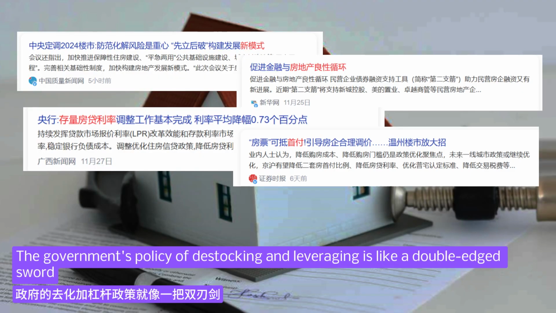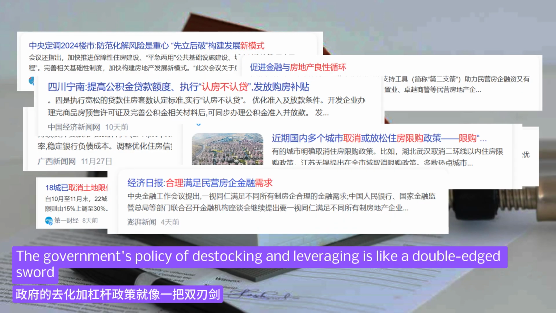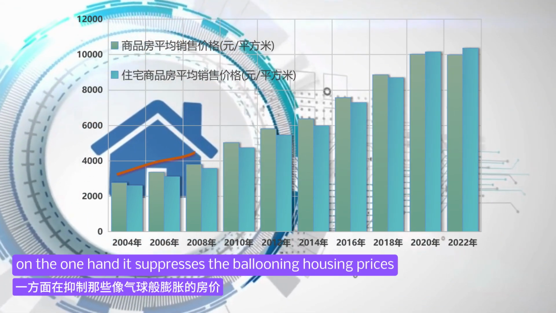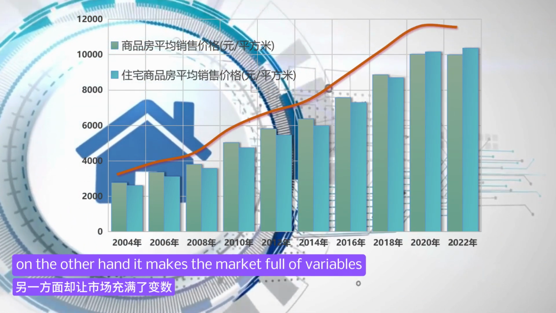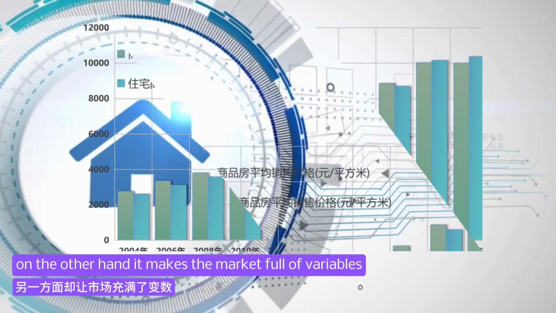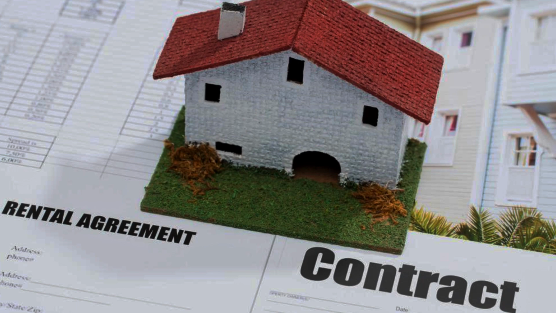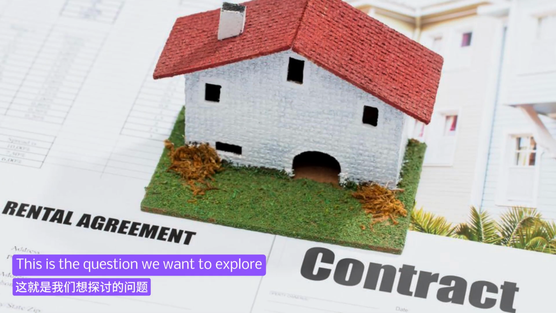The government's policy of destocking and leveraging is like a double-edged sword. On the one hand, it suppresses the ballooning housing prices. On the other hand, it makes the market full of variables. How big is the risk of China's real estate market? This is the question we want to explore.